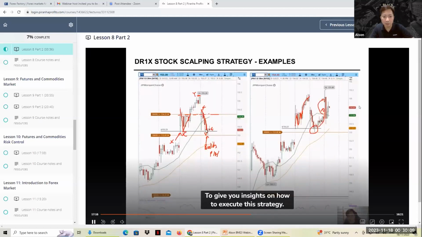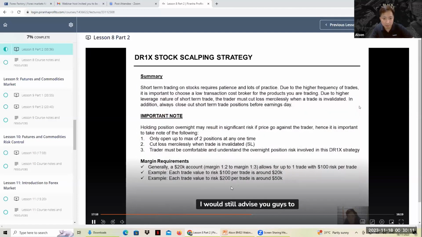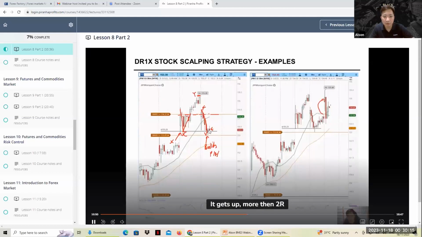Same for JP Morgan. I entered with a minimal risk. Maybe I can show you guys again. Entered with a minimal risk and the price later gapped up. Made many times in the shorter time frame using the 30 minutes chart.